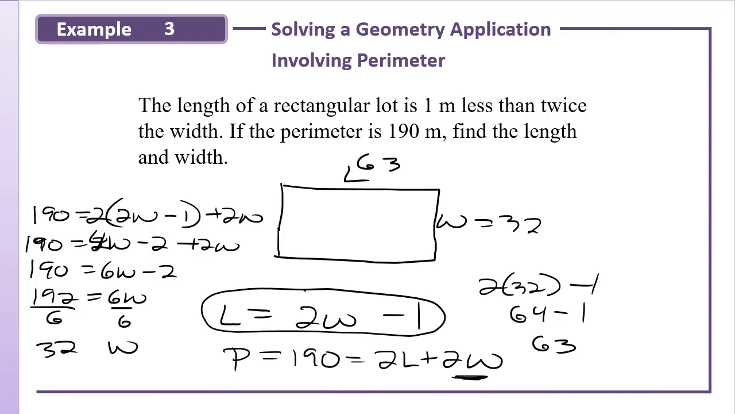I can double check it, right, and know that 63 plus 32 is 95, and then these two are going to be another 95, and of course that gives me 190, and it fits the scenario.